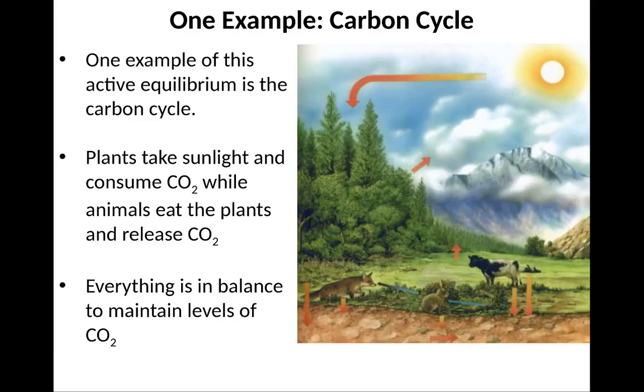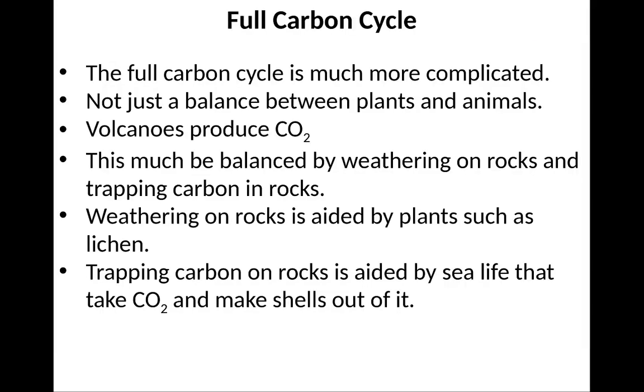Here's one example. This is the carbon cycle. One example of active equilibrium is the carbon cycle. Plants take sunlight and consume CO2, while animals eat the plants and release CO2. Everything is balanced to maintain the same levels of CO2, roughly speaking. The full carbon cycle is much more complicated. It's not just a balance between plants and animals.